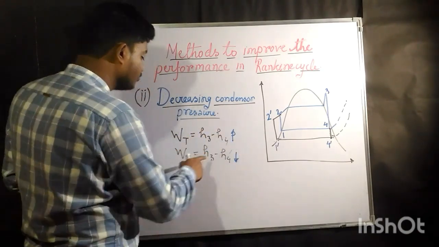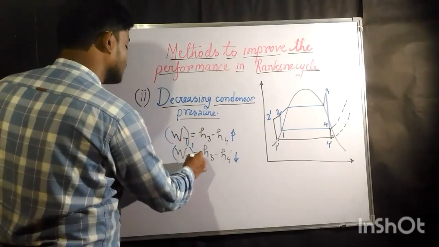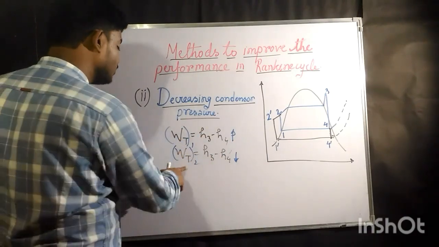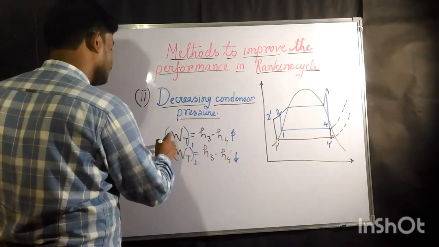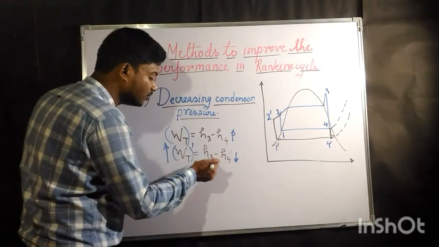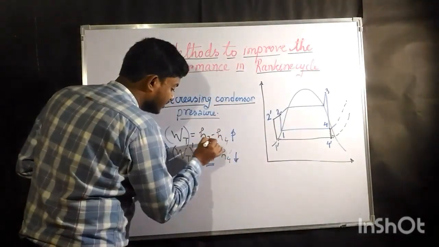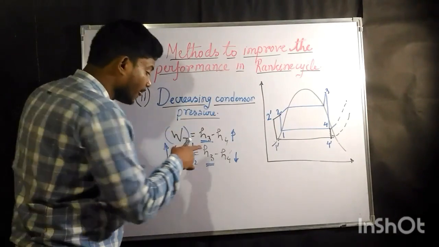Okay, so that means what? If we consider this as the first case and this as the second case, the second one is obviously increasing, because this part is decreasing and this part is already constant, because at this point, for both the cases, the enthalpy previously was H3.